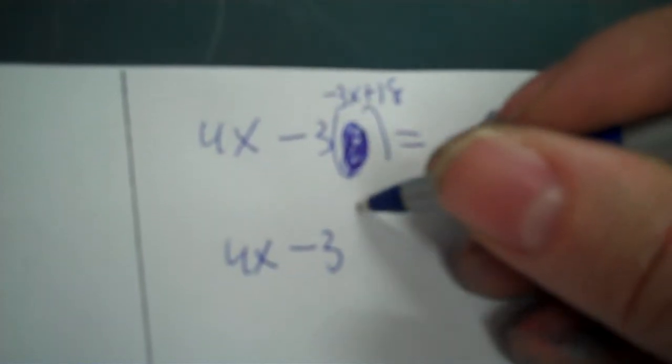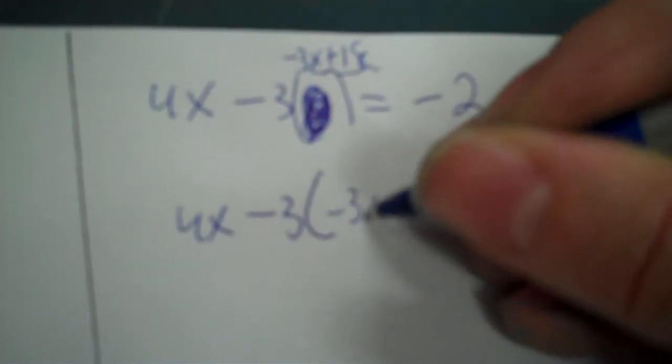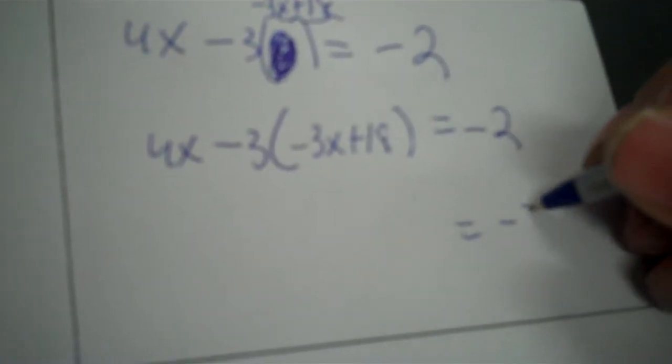Now we're going to have 4x minus 3, parentheses, and in the parentheses we insert that whole expression, equals negative 2. Okay, now when you're doing the distribution, you got to remember that this is a negative 3 here. So I'm distributing negative 3 to negative 3x and negative 3 to 18. So I drop my plus. Negative 3 times negative 3x is 9x. Negative 3 times 18 is negative 54.